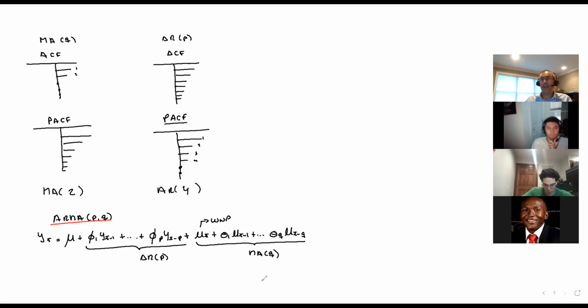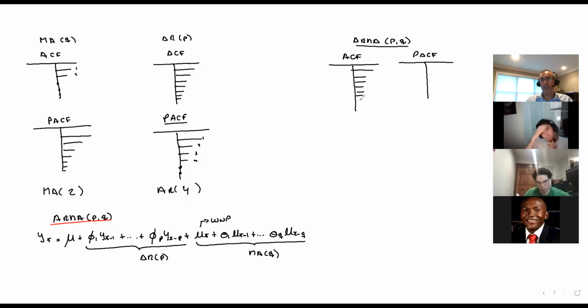Now, how do we identify an ARMA(p,q) process? The ARMA(p,q) process, guys, has an ACF and a PACF that look like that, and so on. So if you have the ACF and PACF that look like that, you know you have an ARMA process. What is the problem with this one here, guys?